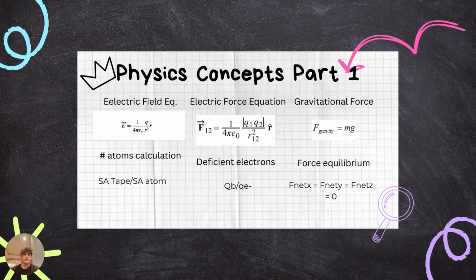For the physics concepts from the experiment, the electric field equation, electric force equation, gravitational force equation, equation to calculate the number of atoms on the surface of the tape, equation to calculate the deficient electrons, and definition of equilibrium of forces were used. The electric field equation and electric force equation were used to calculate the repulsive force on the levitated U-tape and the charge of the U-tapes. The gravitational force equation was used to calculate the attractive force on the U-tape towards the Earth.